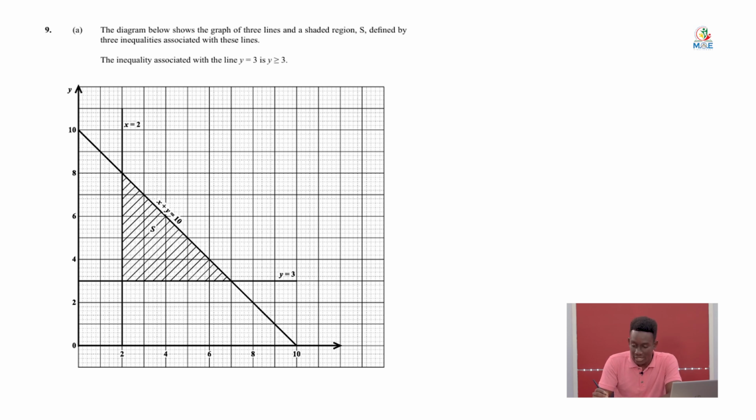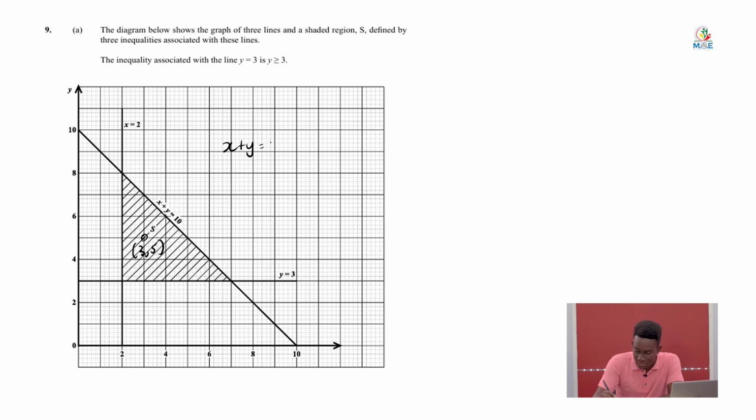So you already have y is greater than or equal to 3, which took into consideration this line here. So what we can do is take into consideration this line and get the inequality for that. We see it's x plus y equals 10. So let's put in a value. Let's choose a random point in this shaded region, this point here. This point here is 3 across and 5 up. So it's (3, 5). So let's see if this is greater than or less than 10.